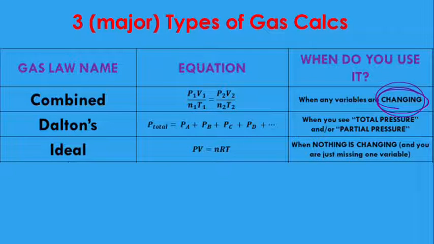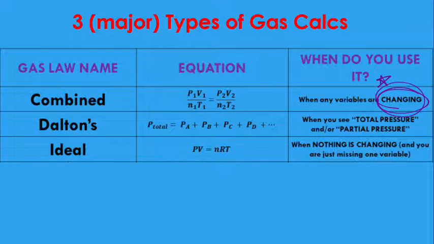And the whole idea here is that I had a gas and something about it is changing, and I want to be able to predict the rest of the results. So if you're looking at a question, the most important thing to look for is: is there a change? Because if there is, you automatically know you're using the combined gas law.